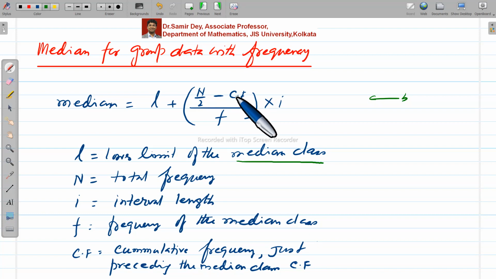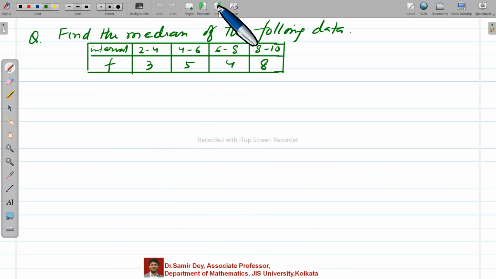And cf, cumulative frequency, is the cumulative frequency just preceding the median class. Whatever the median class you get, the one just before that. Okay, it's very easy to solve the problem. Now try to understand with some numerical examples. Now please write down. Clear? The question is: find the median of the following data.